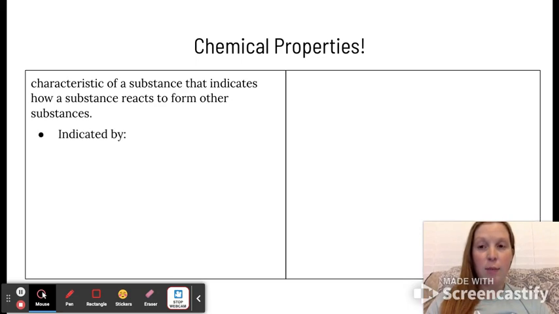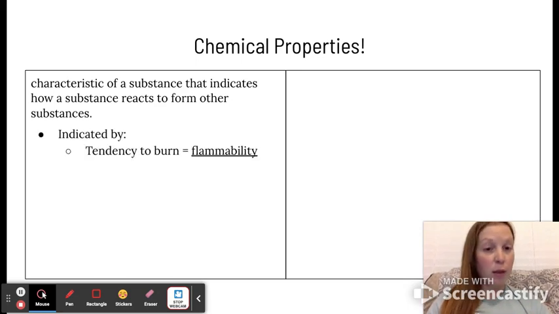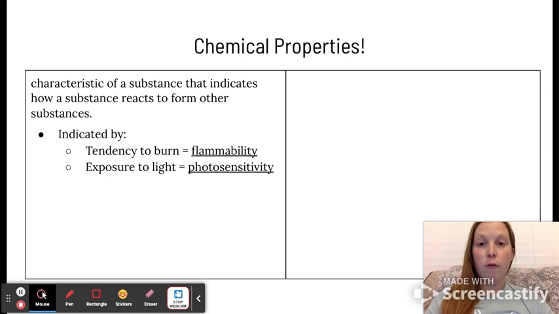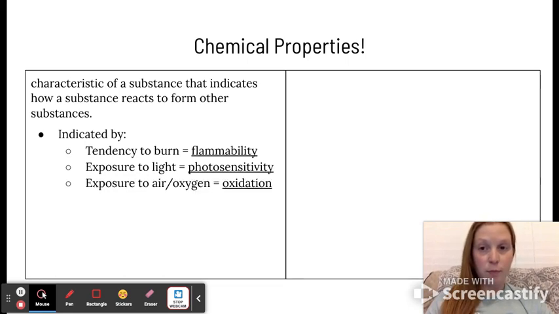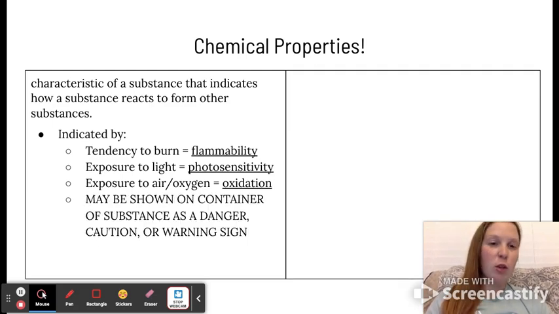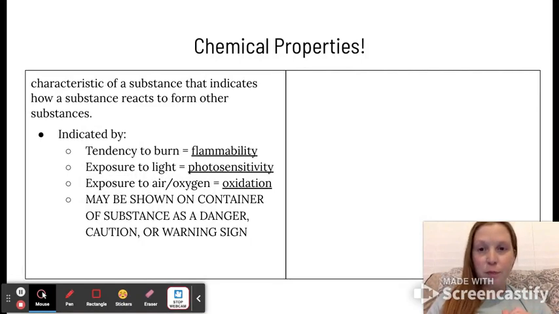And these are indicated by flammability, which is a huge one. This is the likelihood that something will burn. Photosensitivity, which is exposure to light. Oxidation, which is exposure to oxygen or air. For that one, you can think of rusting. Iron will rust when it's exposed to oxygen over a length of time. So that would be oxidation.